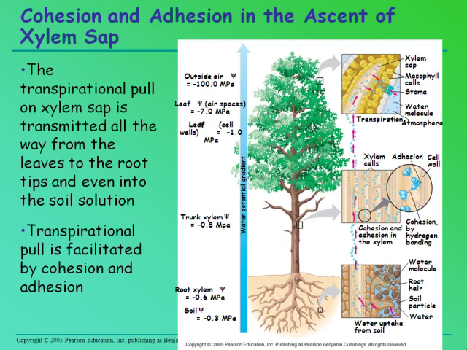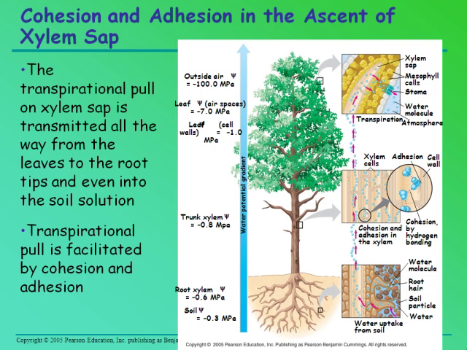So, cohesion and adhesion of water molecules in the ascent of xylem sap, because xylem sap is primarily made up of water. So here is root xylem, negative 0.6, and up here, negative 100. So this is greater than that, so the water potential gradient goes from greater to lesser. So transpirational pull is facilitated by cohesion and adhesion.